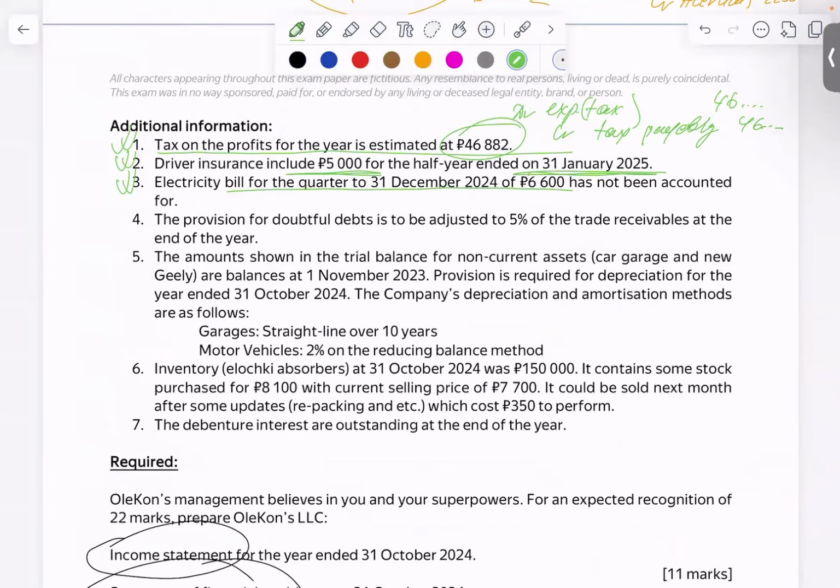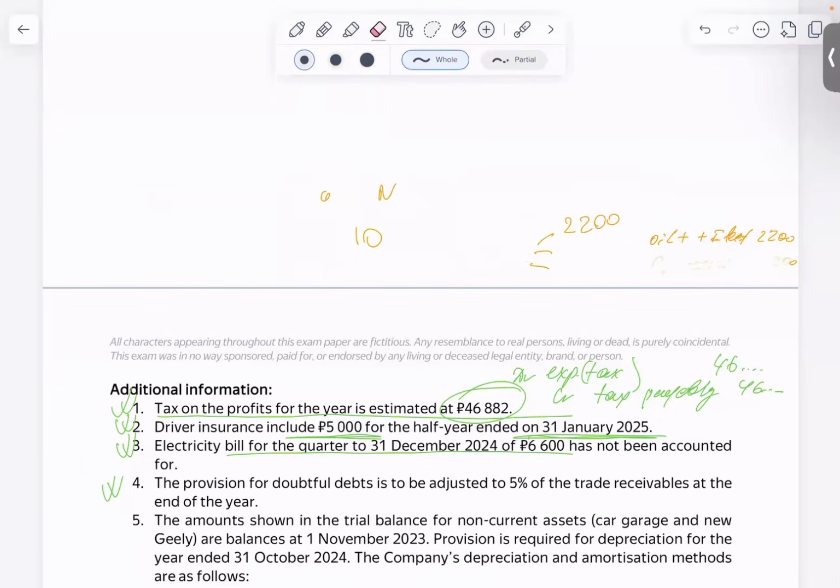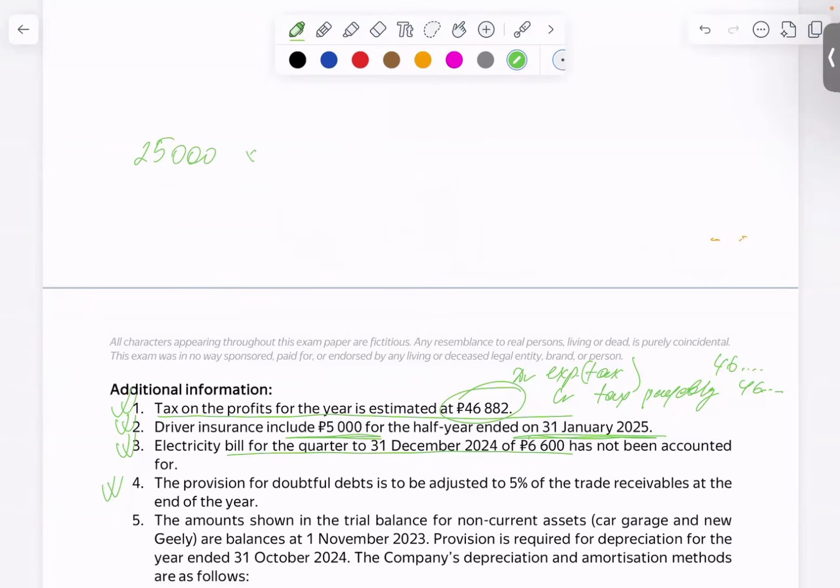Number 4, the provision for doubtful debts is to be adjusted to 5% of the trade receivables at the end of the year. So let's do so. The trade receivables at the end of the year are given in the amount of 25,000. That means that the provision should be 1,250. Currently, we have the provision which equals 4,500.